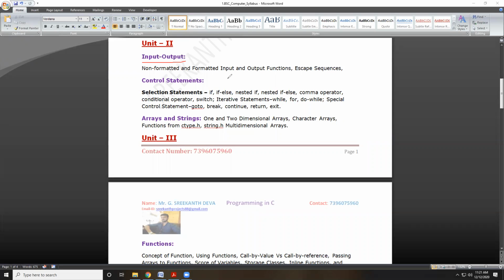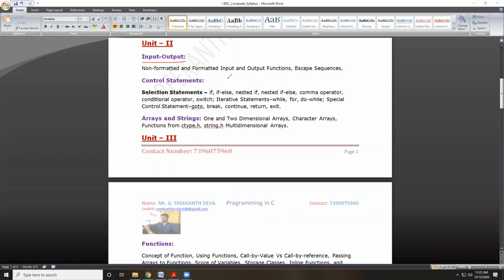Okay, in Unit 2, we try to discuss in detail the different input types and output types in C language, like non-formatted input output functions and formatted input output functions, along with some escape sequences. We try to discuss the input output part in Unit 2.